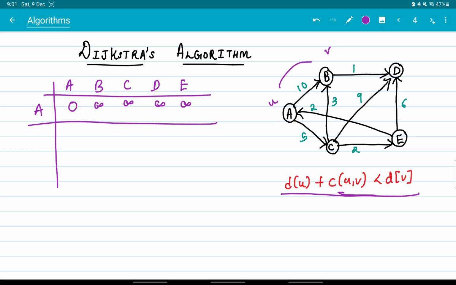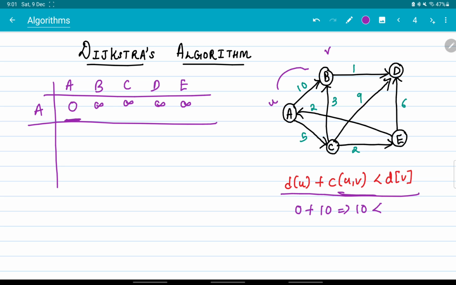So first I'll put the distance of A. From this table you can see distance of A was 0. That is what I assumed it to be. So 0 plus, what is the cost of going from A to B? The cost of going from A to B is 10. All these values which I have mentioned in green color are the cost of going from one vertex to another vertex. So in case of going from A to B, the cost is 10. So 0 plus 10 is 10.